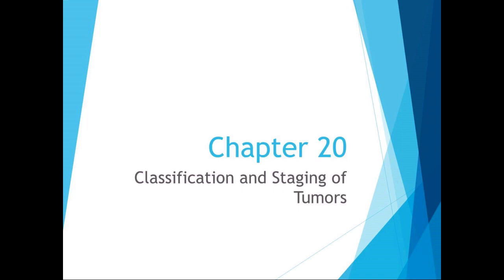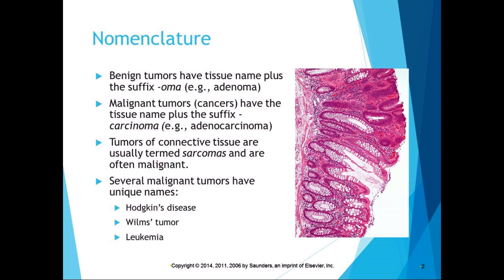So then we're going to start talking about tumors specifically. So in particular, the classification and staging of tumors. So a little bit of nomenclature. Benign tumors have the tissue name plus the suffix oma, like adenoma or lipoma.